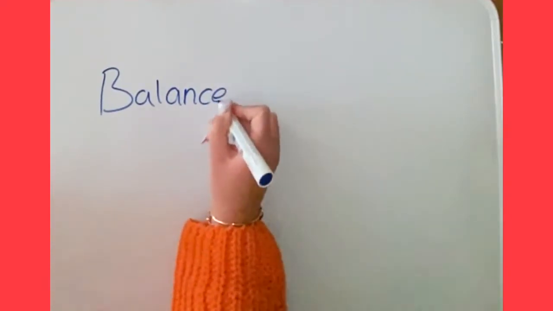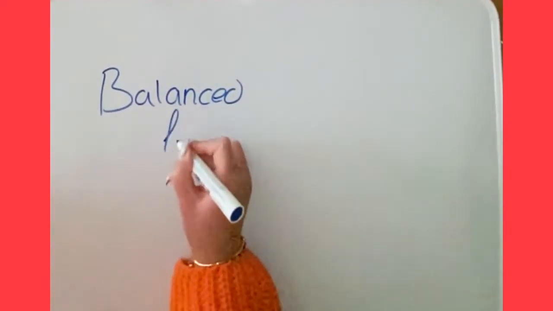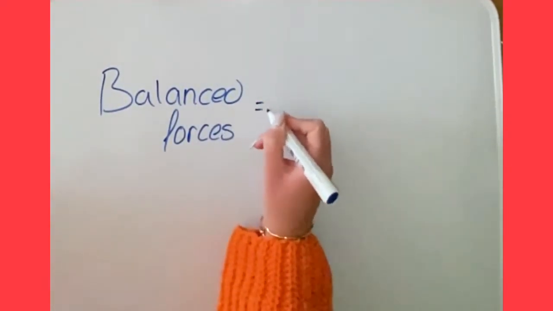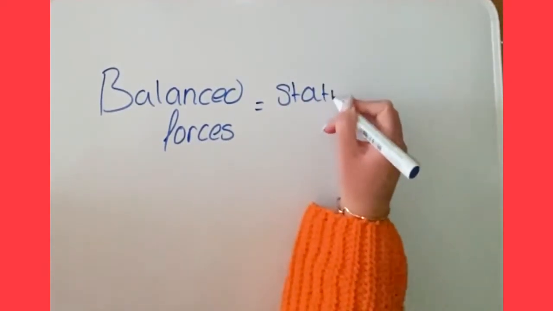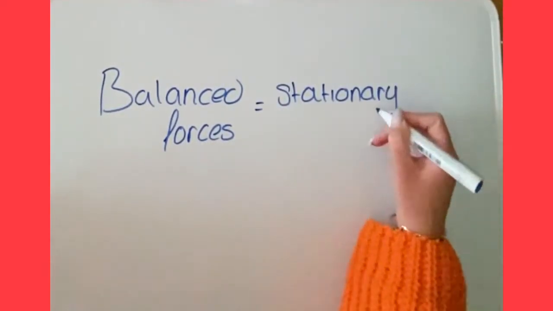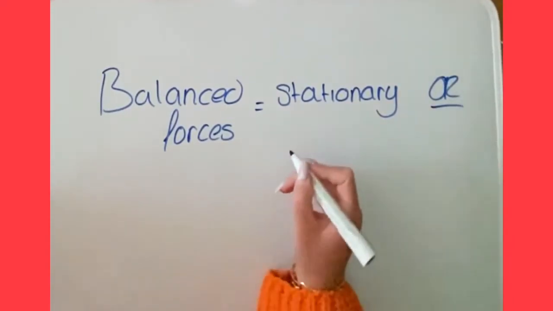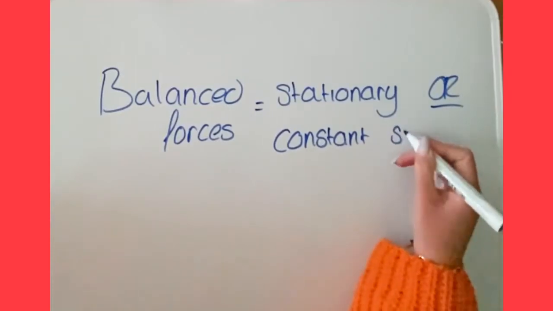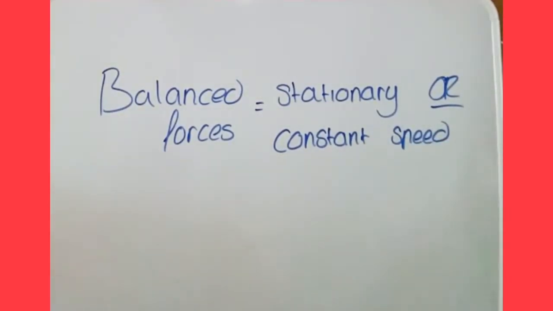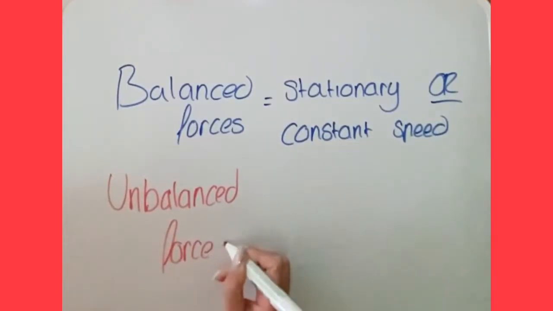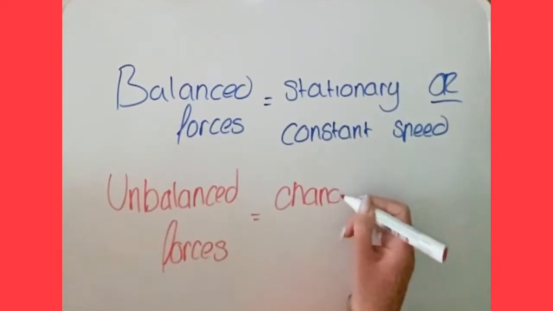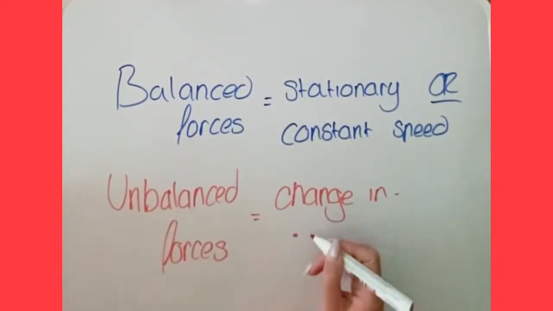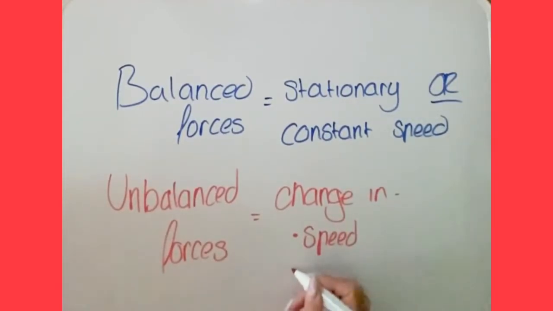Lastly, forces can be balanced, which means that they're acting in equal strength to one another, and would mean that the object that they were acting on would either be stationary and it wouldn't move, or it would cause the object to move at a constant speed, for example 50 miles an hour. However, if the forces are unbalanced, for example one force is acting more strongly than the other, this causes the object to move, either by changing its speed or direction.